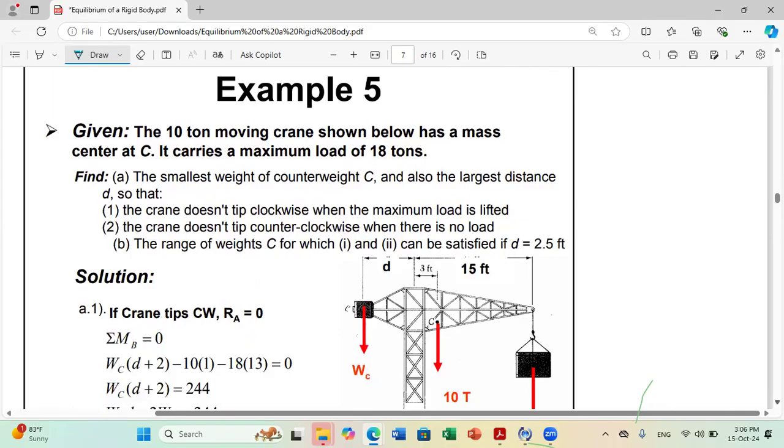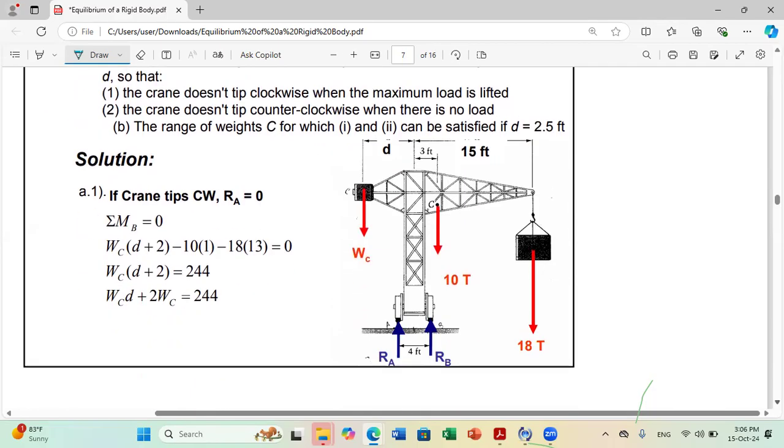Another example. The 10-ton moving crane shown below has a mass center at C. It carries a maximum load of 18 tons. We want to find the smallest weight of counterweight C and also the largest distance D so that the crane doesn't tip clockwise when the maximum load is lifted and the crane doesn't tip counterclockwise when there is no load. What do we mean by this? This is a design problem, okay?